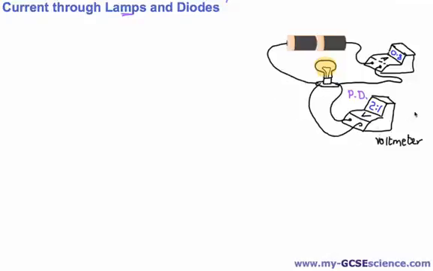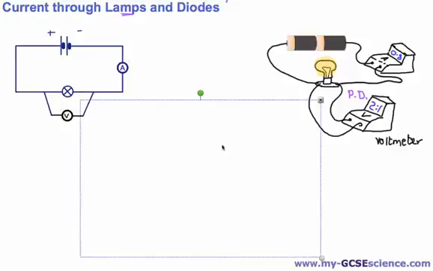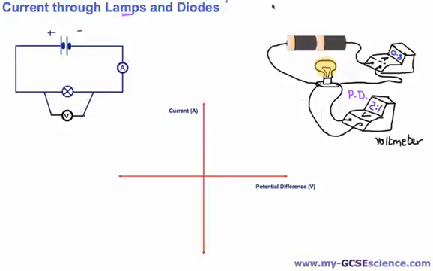Now this is how you might set it up in the lab, but a circuit diagram looks a little something like this. So what we have is our battery connected to the lamp, to the ammeter and back again, with our voltmeter measuring the potential difference across the lamp. Now we could measure the different current that goes through the lamp for different potential differences, and we would draw a graph with axes that look a bit like this.